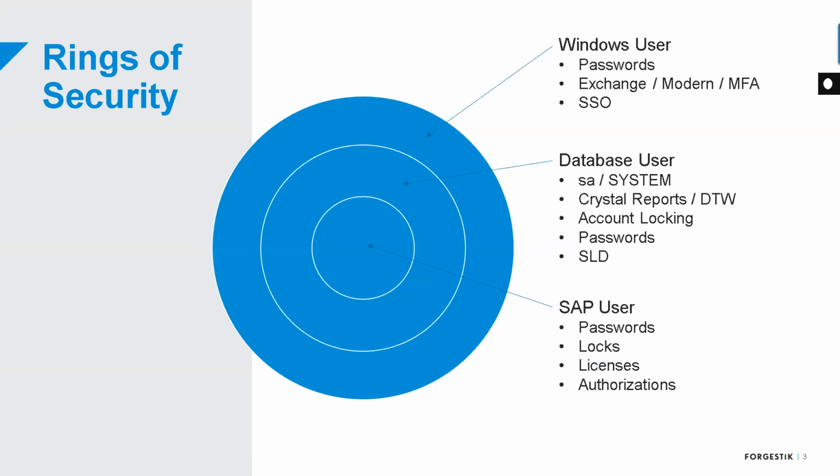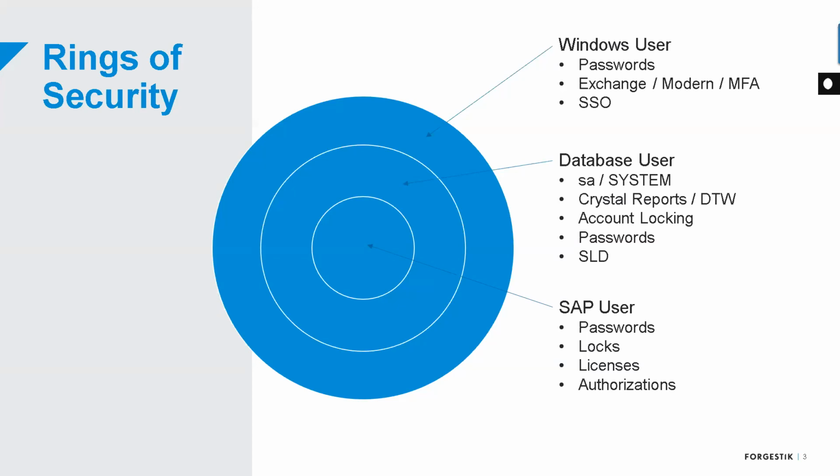And again, Crystal Reports DTW, with the newer versions, does not require a database user. You just use your SAP user, which is good, but the older ones do use a direct SQL connection as well. So you can make a specific read-only Crystal Reports user, and then you're not giving them your main SA user. So with the database user too, you can lock the accounts, non-SA lock.